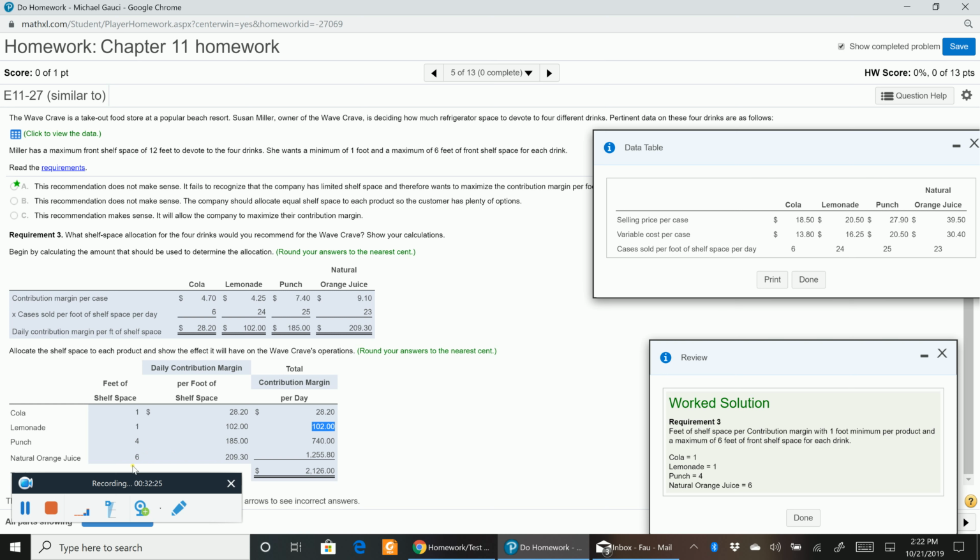And then we have 12 feet and we've already allocated 8, so we've got 4 left, and we'll give them to the punch. 4 times the 185 gives us 740. So if we maximize our contribution margin given our constraint, which is the shelf space, we'd be able to get a contribution margin per day of $2,126.